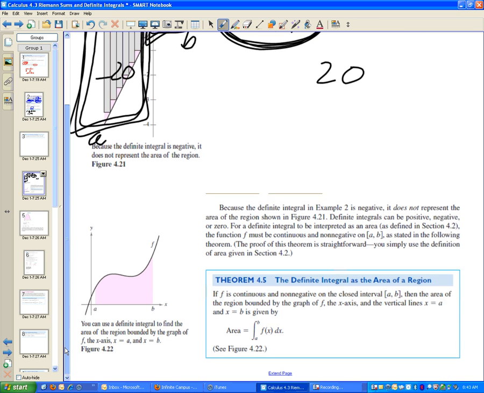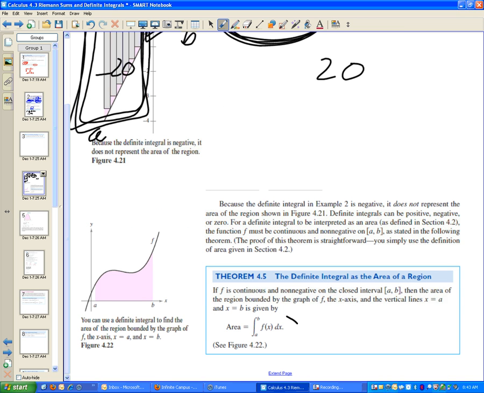Okay. All right. So this is what I had you write down a minute ago. That's only truly the area when the region is above the x-axis. You might want to throw that into your notes there.